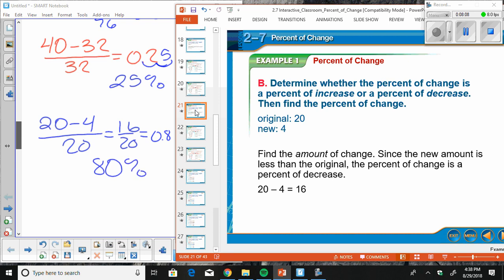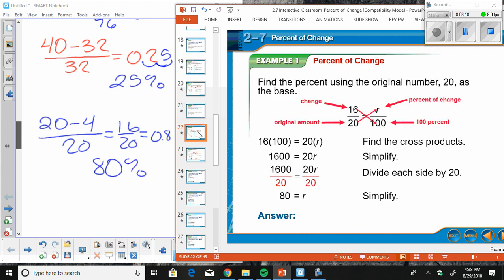It's up to you on which one you want to use. Just know that you can set it up as a proportion with the change over the original equal to x over 100, because x in that position will give you the percent of change.